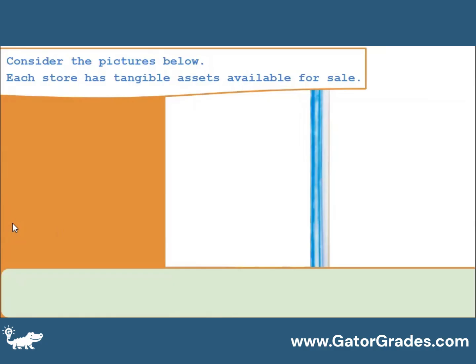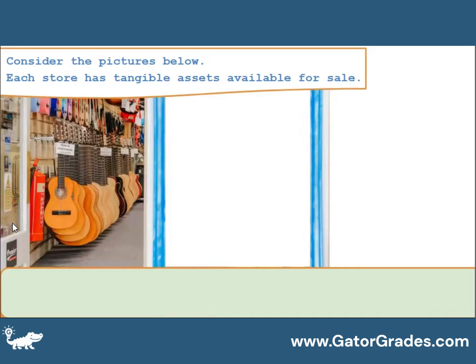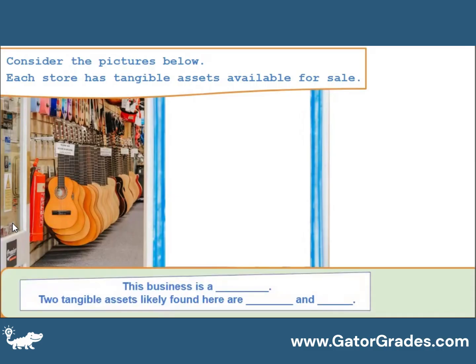Do you like to visit retail stores? Often a retail store has tangible assets available for sale. Let's further consider tangible assets. Looking at this photo, what are some tangible assets for this store? We can use the sentence frame to answer the question. The business is a music store. Two tangible assets likely found here are guitars and guitar cases.